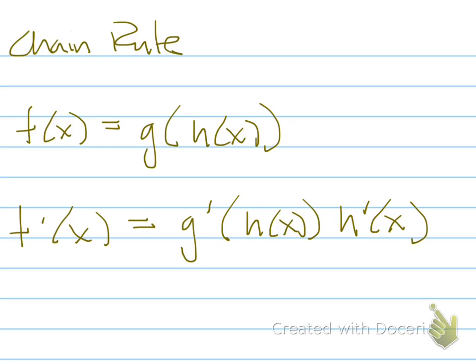And then the chain rule allows us to find the derivative of the composition of two functions. So to do that, we take the derivative of the outer function at the inner function and then multiply that by the derivative of the inner function.